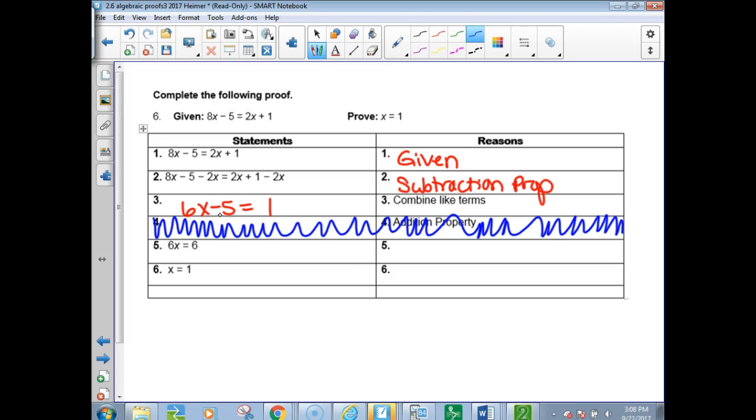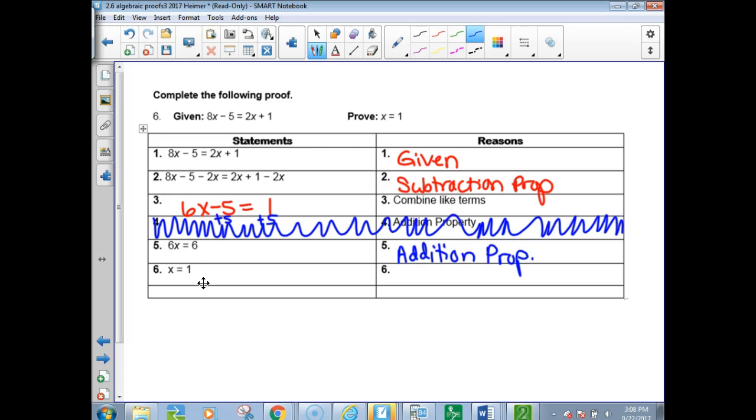I know you're going to be thinking this. You're going to be going plus 5, right? And then you're going to drop down and you're going to write 6x equals 6. And the reason you went from here to here is because you added 5. That's where I want the word addition. That's where I want addition property. So each time you do it, your step, what you did to get to there is what you put on the right-hand side in the reason column.